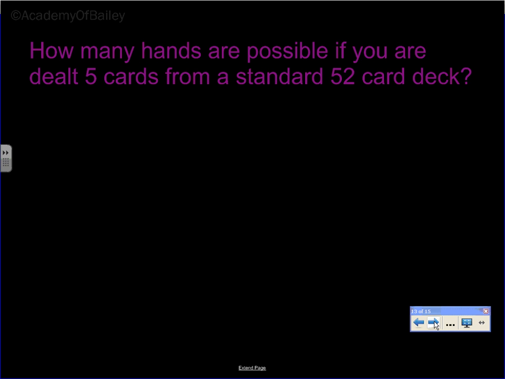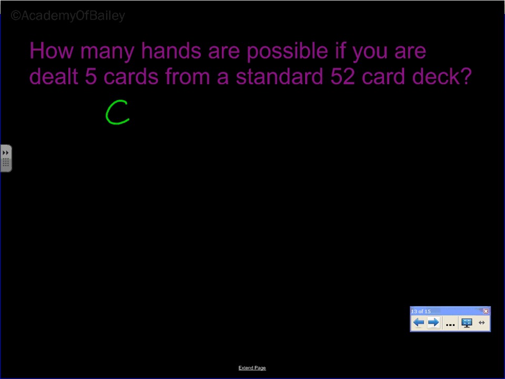How many hands are possible if you are dealt 5 cards from a standard 52 card deck? Say you're playing a card game and you are dealt 5 cards. Is the order going to matter in which you're dealt those 5 cards? Probably not, because if you get the Ace of Hearts first, or if you get the Ace of Hearts last, it's still going to be in your hand. So you're going to have the Ace of Hearts. Doesn't matter when you are dealt that card. So combination.